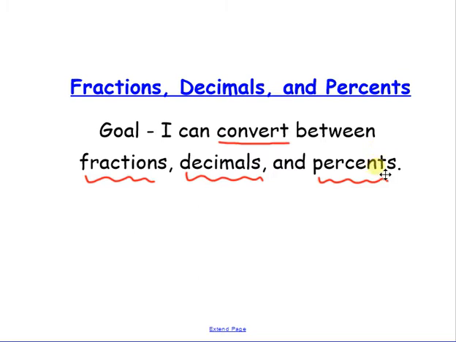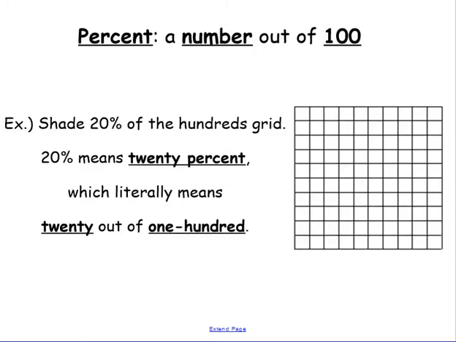which means I should be able to give you a percent and you could change it to a fraction or a decimal, and I should be able to give you a decimal, you can change it to a percent or a fraction, and I should be able to give you a fraction and you can make it a decimal or a percent. Alright, so let's get started with a little bit of a visual.